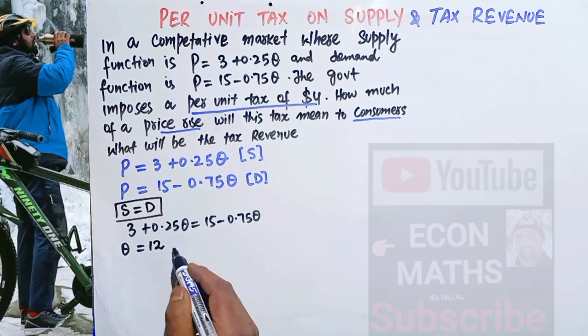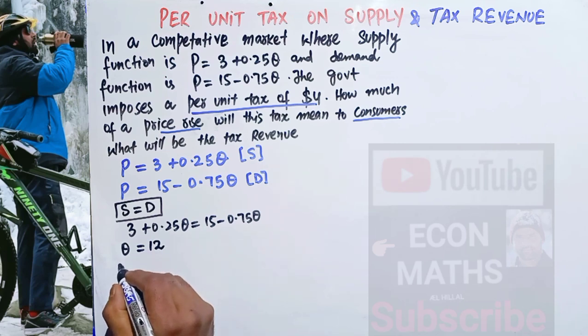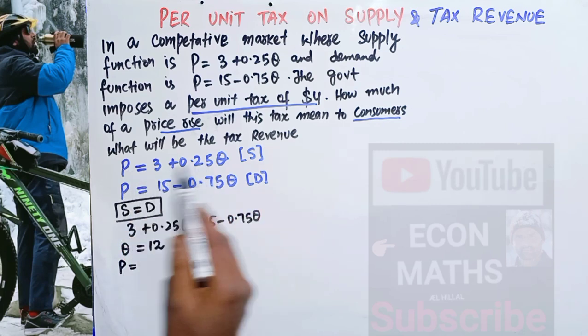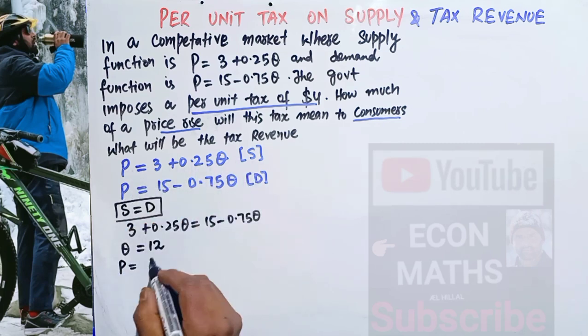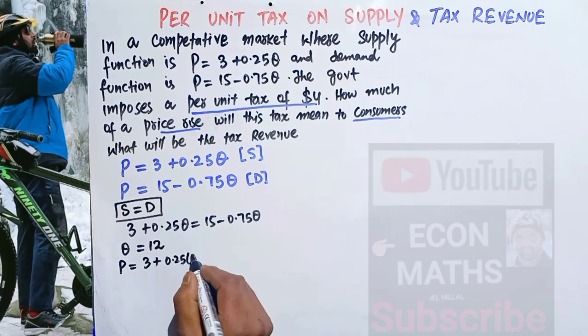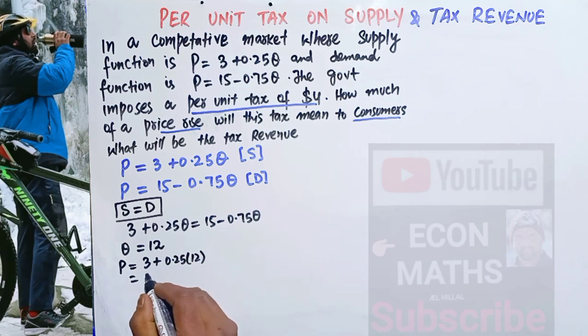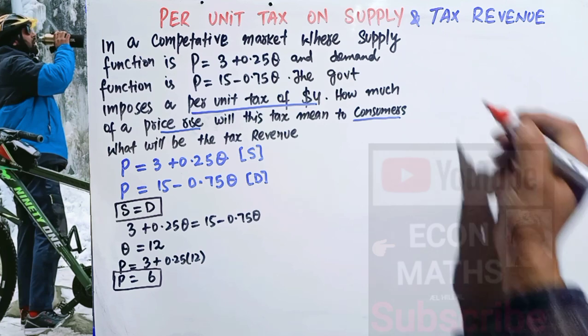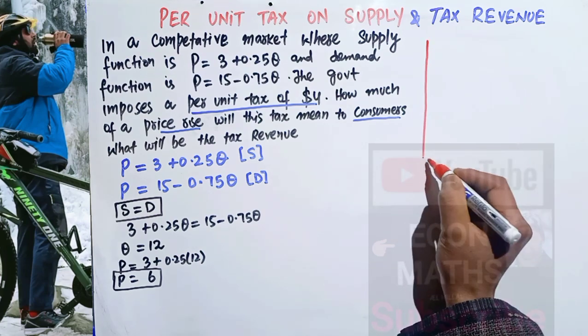Okay, so Q is equal to 12, and what will be the price then? P will be equal to, just plug Q is equal to 12 either in demand function or supply function. Let's put it in supply function. So we have 3 plus 0.25 times 12, which means 25% of 12 is 3, so 3 plus 3 comes out to be 6. That means initially the equilibrium will occur when price is 6 and quantity produced is 12, and on the graph it will look like this.